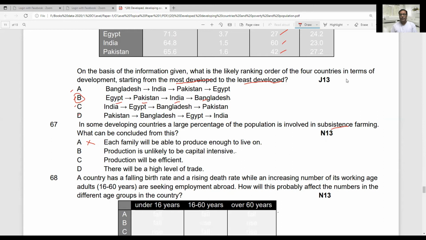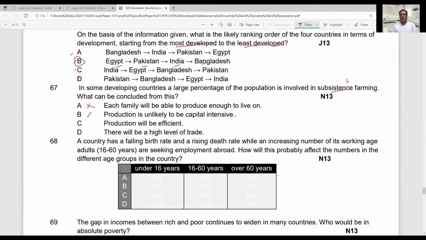Production is unlikely to be capital intensive. This is the correct answer, because the least developed countries basically rely on more labor intensive techniques and less on capital intensive techniques. Capital intensive techniques mean you will be focusing on machinery, technology, and tools, while developing countries are definitely not likely to use that. And they are more labor intensive. Labor intensive means they use more labor as compared to the machinery, technology, and tools. So B is the correct answer. Production is unlikely to be capital intensive, because they will be using more labor intensive techniques.